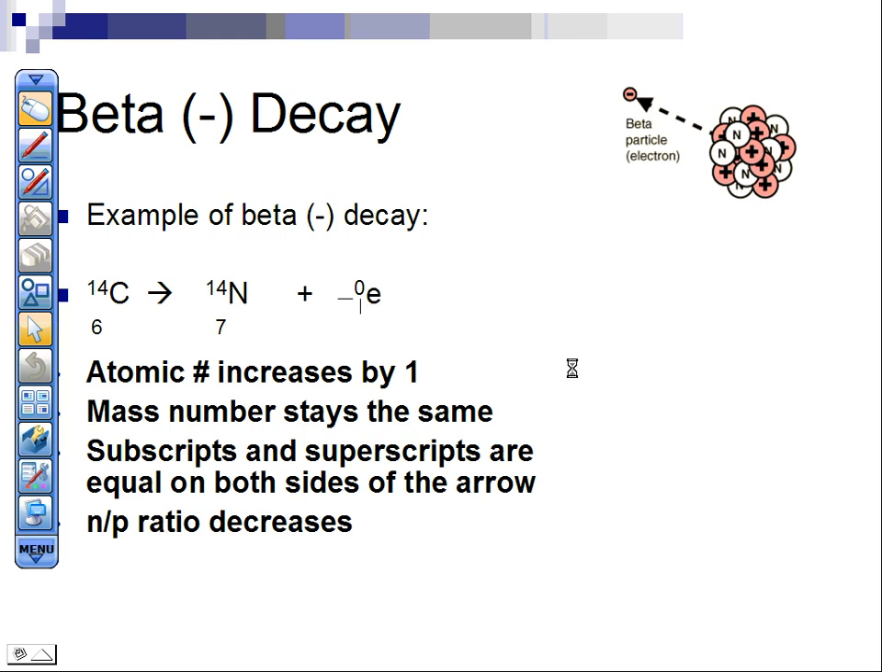The NP ratio is changed. So here's what's happening: it changed, and that beta minus particle is shot out. That is a beta minus decay. And it happens because you have too many neutrons, more neutrons than you do protons.